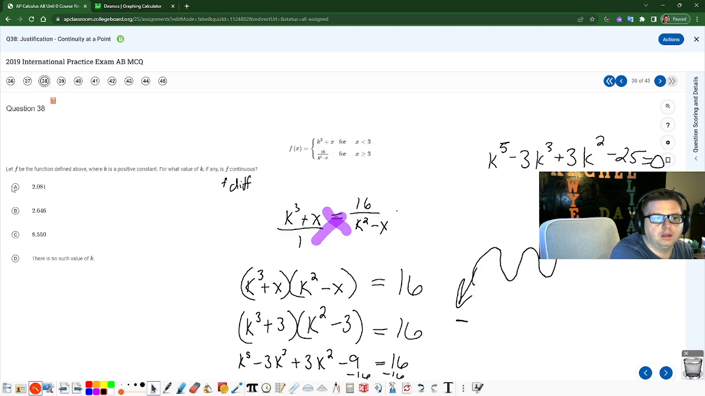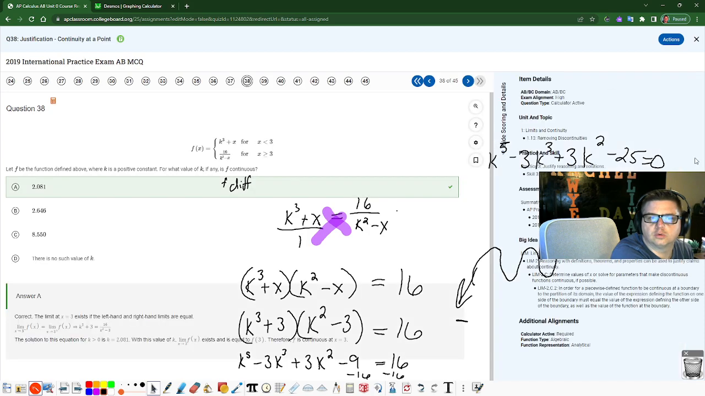2.0 day 1, letter A. The solution to this equation as k is greater than 0, k equals 2.08. With this value of k, the limit as x approaches 3 of f of x exists and is equal to f of 3. Therefore, f is continuous at x equals 3. So showing that the limit as we approach the left-hand side is equal to the limit as we approach the right-hand side, showing that they are equal to each other.